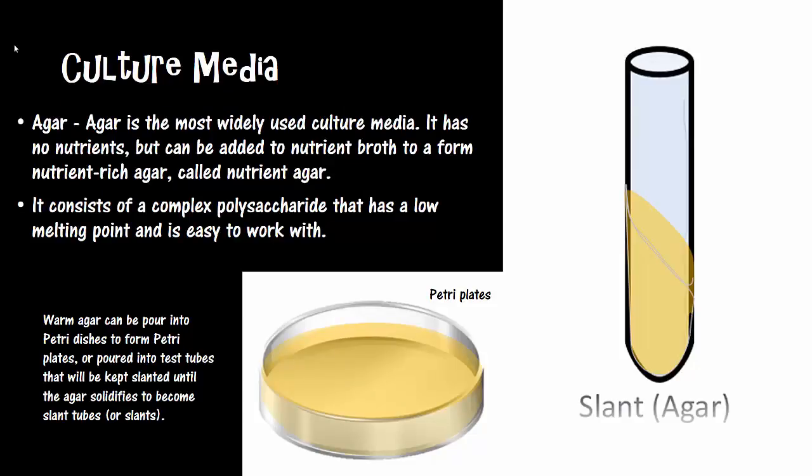Agar is the most widely used culture media. It has no nutrients, but it is often added to nutrient broth to form nutrient-rich agar or nutrient agar. It consists of a complex polysaccharide that has a low melting point and is easy to work with. Warm agar can be poured into petri dishes to form petri plates or agar plates, or poured into test tubes, and you can even keep those test tubes at a slanted angle as it solidifies, so that you can get slant tubes or simply slants.